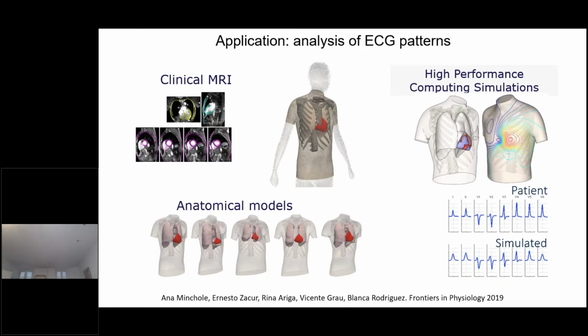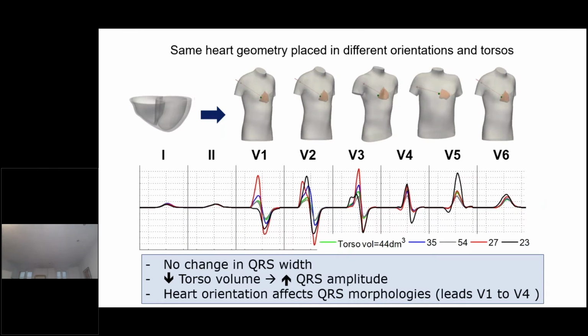We have started to use this in practical applications. This is a paper that we published recently, in which we were trying to use this pipeline to analyze what is the effect of different heart orientation and different anatomy of the torso of a patient on the signal that is measured in the electrocardiogram. So here we can see it's the same heart geometry that we took from one of the subjects, and we placed it at a number of different locations in the torso, and also used a number of different torsos which also come from different patients.